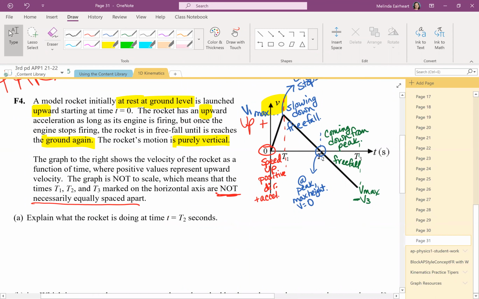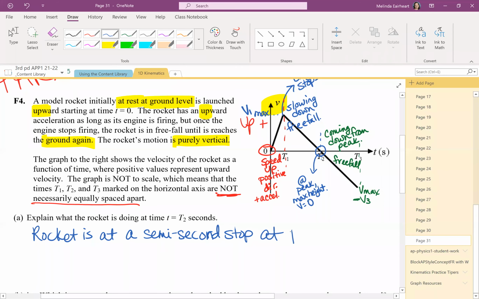Explain what the rocket is doing at T2 seconds. So we already answered this one. We said the rocket is at a split-second stop, or a small stop, or instantaneous stop, at the peak or max height. And it's in free fall. The rocket is in free fall.